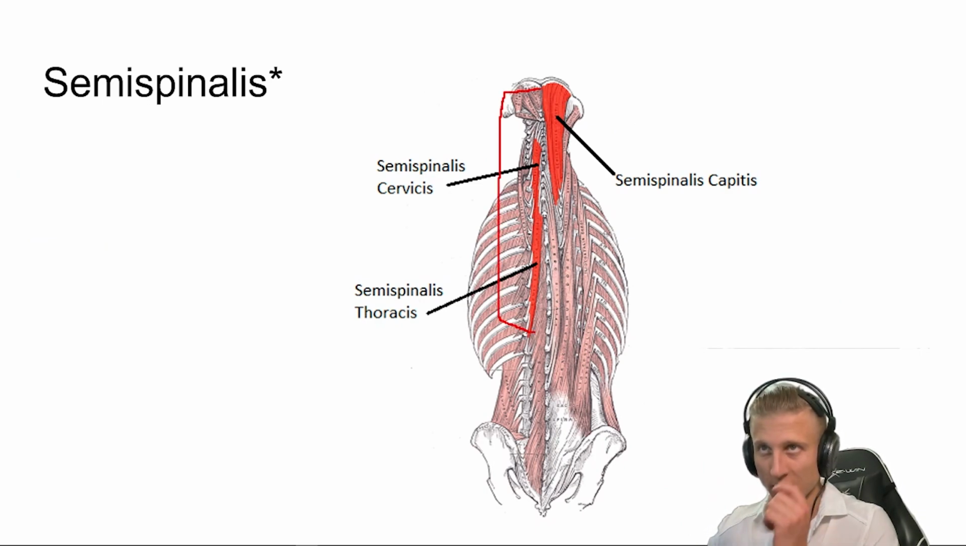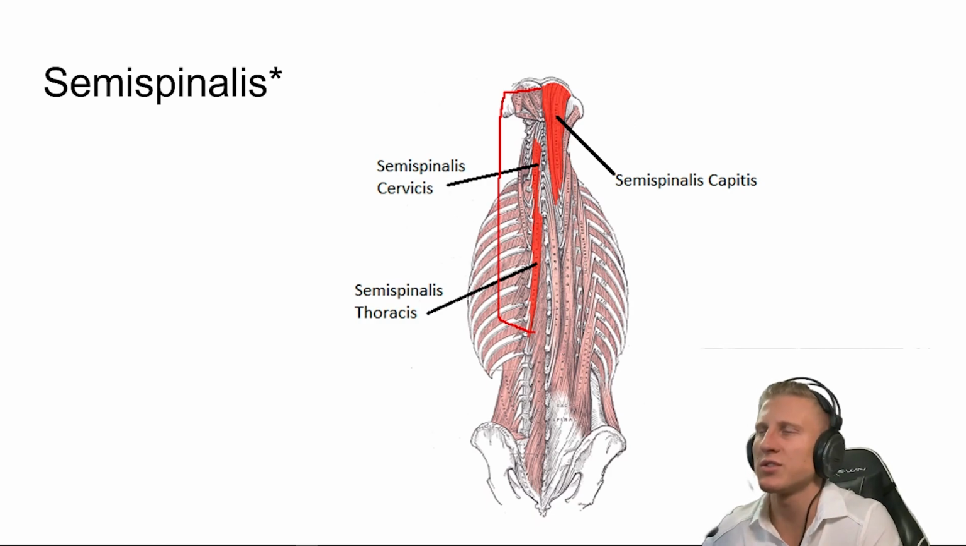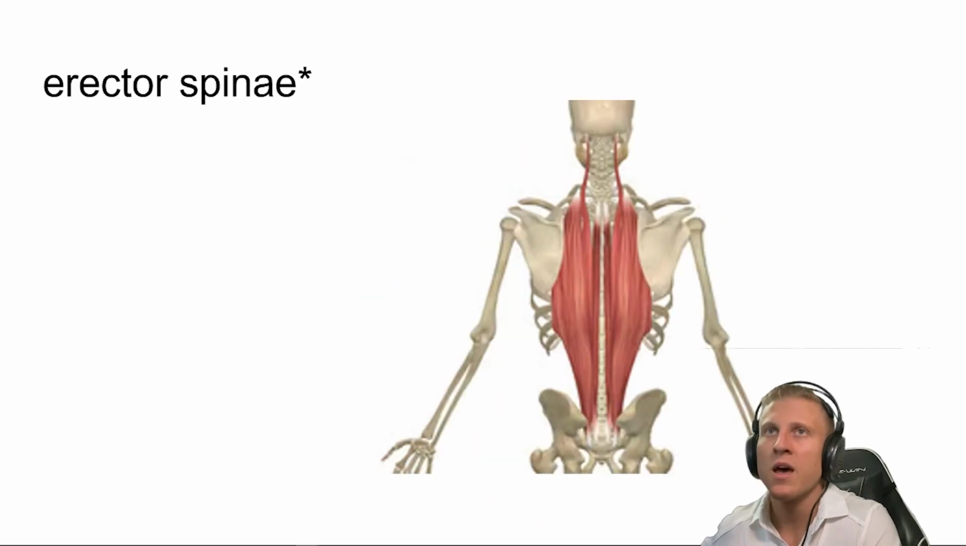Then we have the semispinalis, which again is kind of like the upper 2/3. These exist on the upper 2/3 of your spinal column, helping stabilize your spine as well as parts of your neck. And then we have the erector spinae muscles. These are the primary drivers of spine stability on the posterior surface.